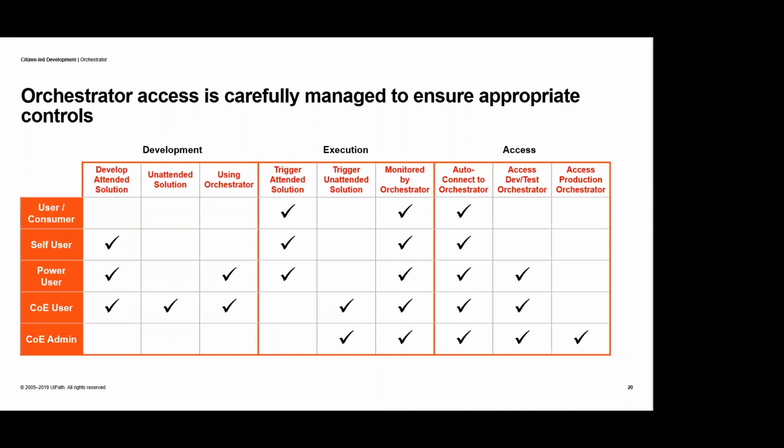Here's a table that shows side by side how orchestrator access should be carefully managed to ensure appropriate controls. For example, consumers should only have access to trigger attended solutions, should be monitored by orchestrator, and should be auto-connected to the orchestrator, whereas self-users and power users would also have access to develop attended solutions. COE users will have access to develop and execute unattended solutions, and COE administrators will have access to all the orchestrators in all environments. So, different levels of access to different actions based on role.